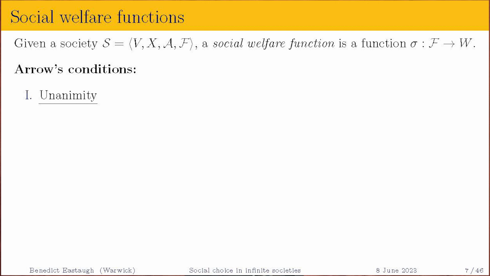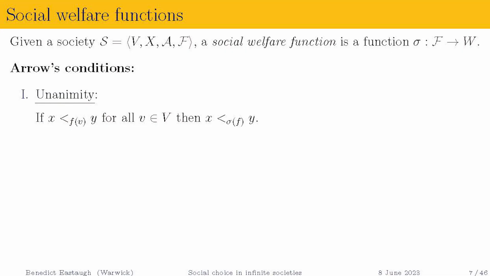And Arrow, in trying to analyze problems like the Condorcet paradox and trying to lay down conditions that would guarantee that we had fair and consistent ways of making these social decisions, set down a number of axioms. The first one is kind of intuitive. It's called unanimity, or the Pareto condition. It just says, if everybody in the society, all voters, prefers alternative X to alternative Y, then so should the society, so should the social welfare function. This is pretty intuitive.